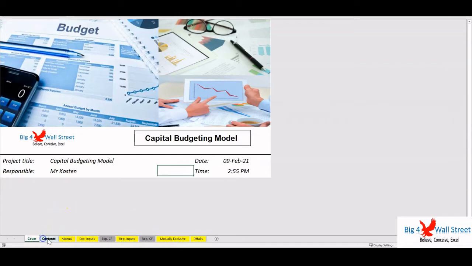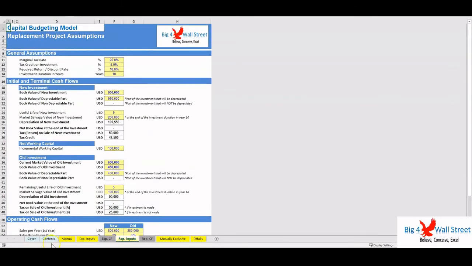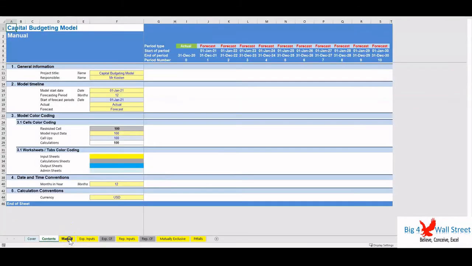In the Contents tab you can see the structure of the model, and by clicking on any of the headlines you will be redirected to the relevant worksheet. On the Manual tab you can feed the general information for the model such as model name, responsible, timeline of the model, and date and currency conventions. Additionally, there is a description of the color coding of the model in the same tab.